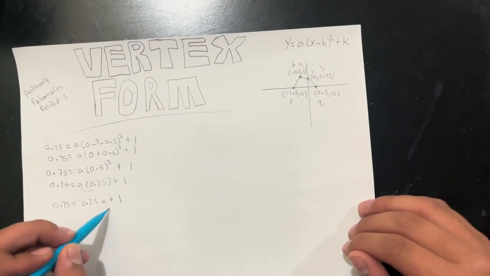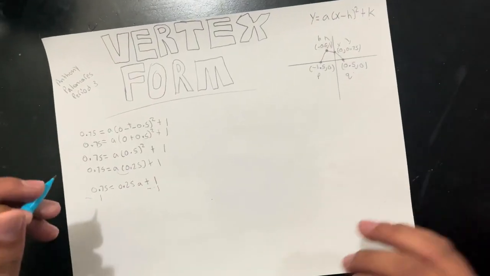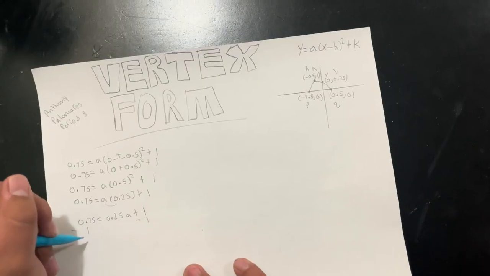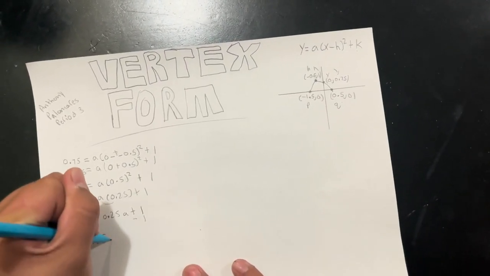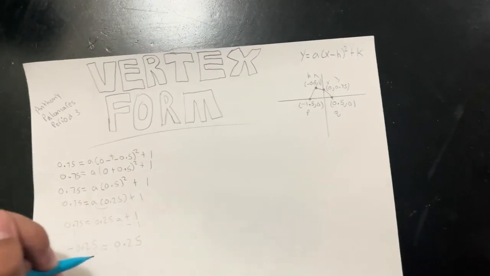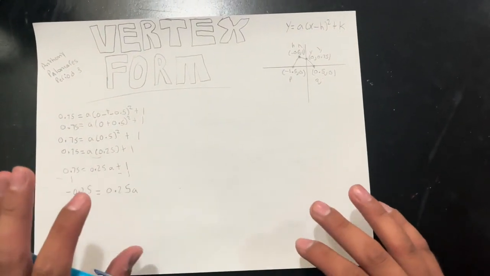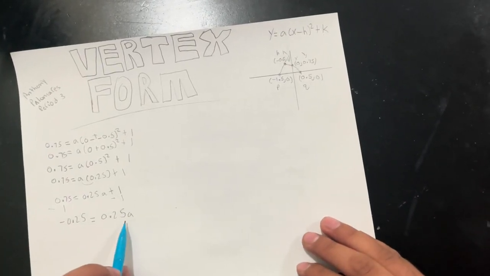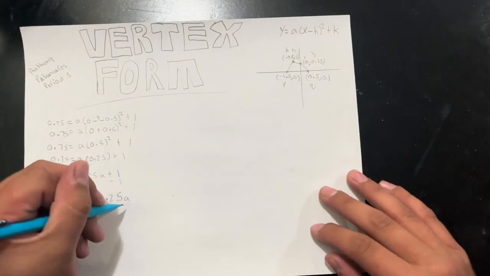But see this 1 here, we don't really want this one. So we want to subtract 1 from both sides, because he doesn't like being over here. I don't know why, he just does. So now it would equal negative 0.25 equals 0.25 A. So now that we have A by itself with the number, we have to divide each side by the number in front of A. So what number is in front of A? That's right, 0.25.